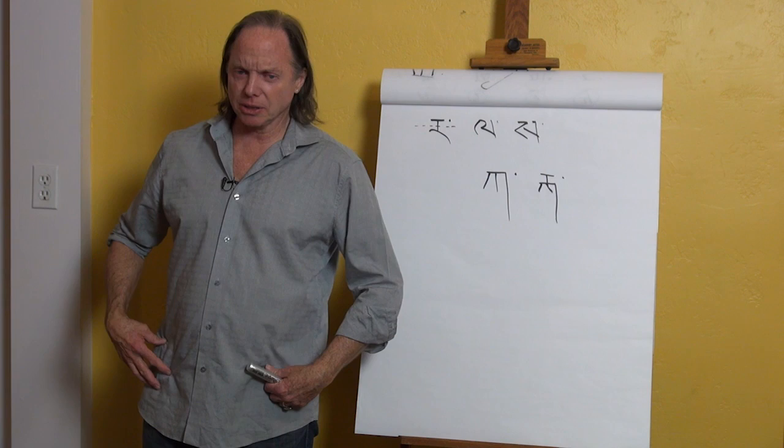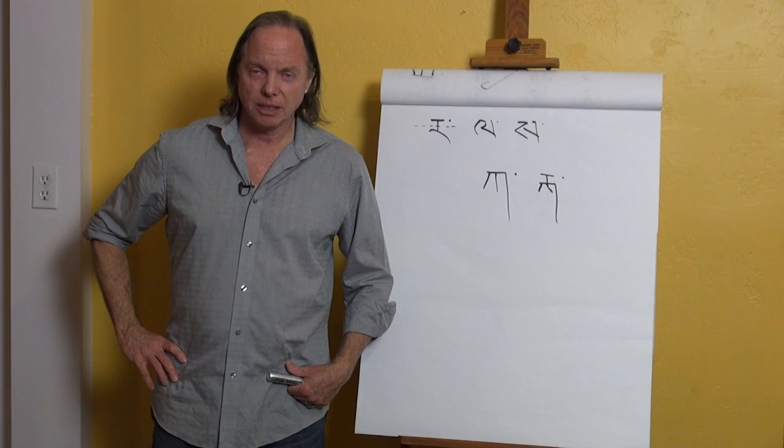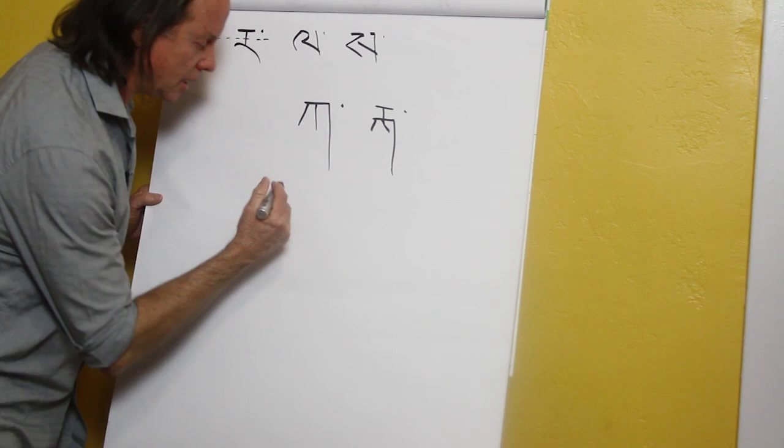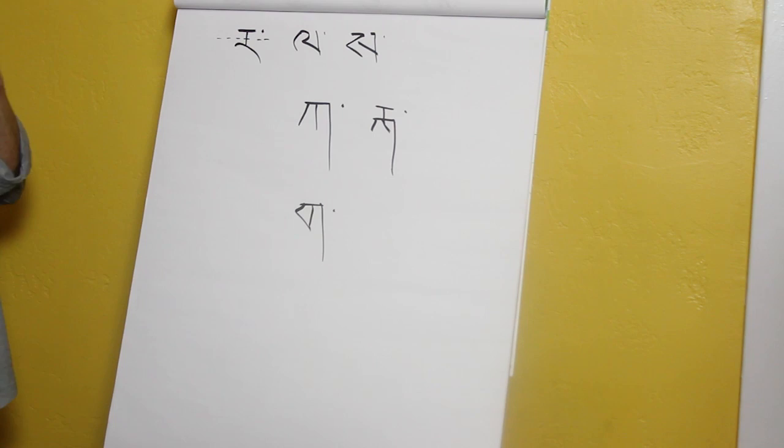Kachatabata. Use your eyebrows, please. Kachatabata. Okay. Does the third column exist in English? No. Okay, so here's ka. That's ka. Sorry for the slurping.